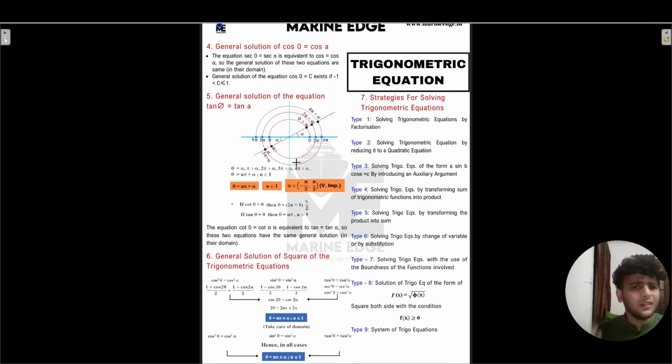Okay, so you will see the general solutions for all these trigonometry functions. The equation sec theta equals sec alpha is equivalent to cos theta equals cos alpha. Mind you that not every question in IMUCET will be regarding this general solution. General solutions are not something very important to deal with, not actually very important for the sake of your examination.